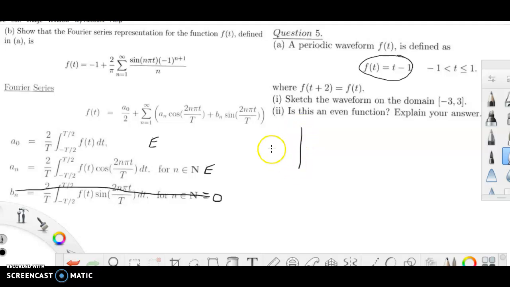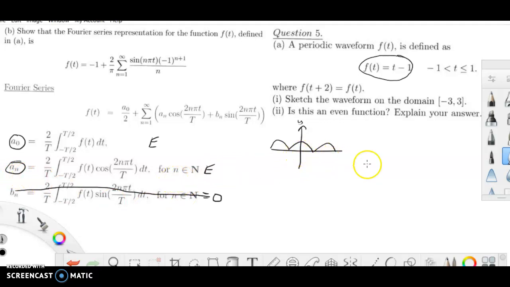So even means it'd be symmetrical about the y-axis. So for example, if your function looked something like this, that would be symmetrical about the y-axis. So you'd only have to work out a0 and an, and the opposite is also true.